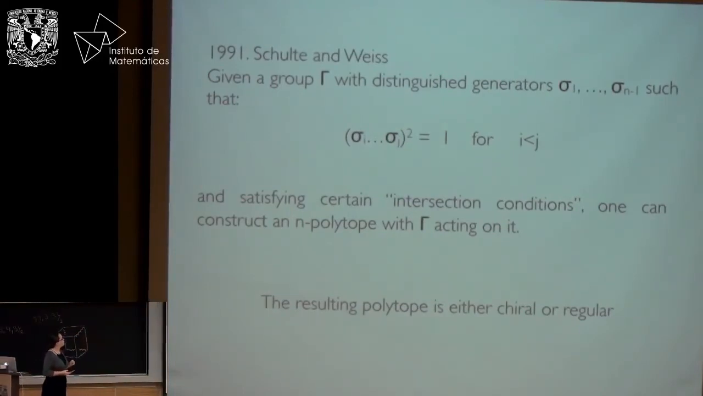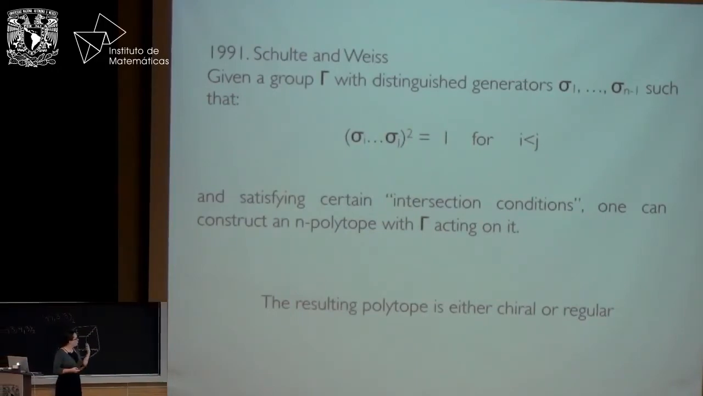So this characterization of chiral polytopes is really helpful because we forget a little bit about the combinatorics and work with the groups. And it's easier in general to work with the groups than with the combinatorics. And this is the approach that we have taken, everyone working on chiral polytopes. It is the main approach, I could say. Not the only one, but the main one.